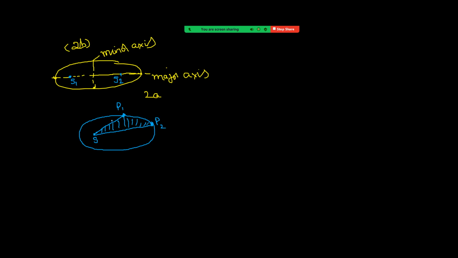Now, it says that the radius vector covers equal areas in equal time intervals. That means dA by dt is a constant. We are calling it the areal velocity. dA by dt is known as areal velocity. Let us see why it is a constant.